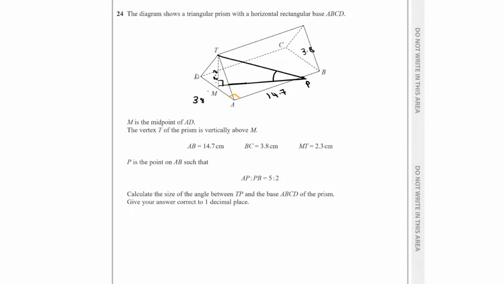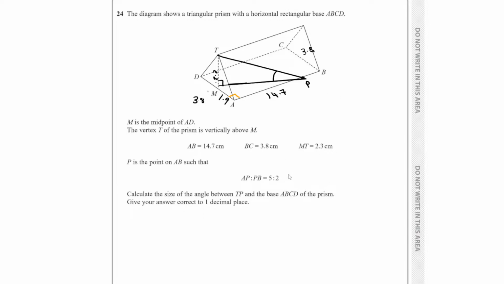Anyway, I know that the whole of AD is 3.8 and M is the midpoint, so that's obviously just half, isn't it? So you see how this one would be 1.9, that's fine. This one, A to P, is not 14.7. 14.7 is the whole thing. So that's when I would have to use this ratio.